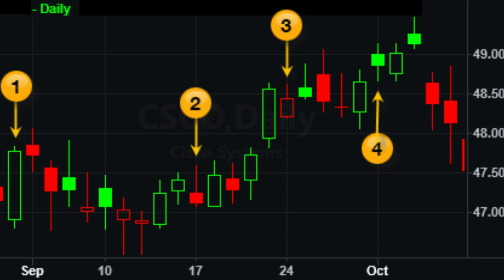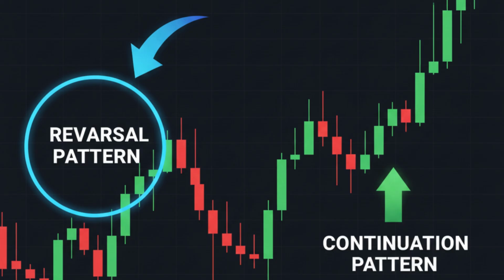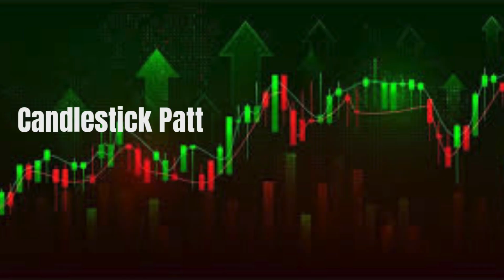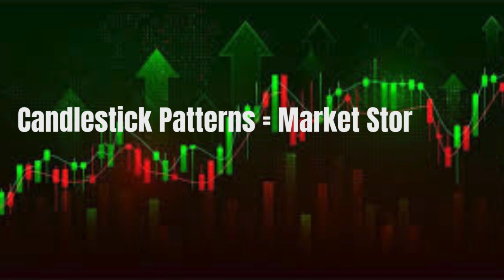Now you know what a single candle means. But the real magic happens when you start looking at groups of candlesticks together. When they combine in certain ways, they form what we call candlestick patterns. These patterns can give us clues, not guarantees, but clues, about what the market might do next. They can suggest a trend might reverse, or that it might continue in the same direction. They are essentially the market's way of telling us a story about supply and demand.